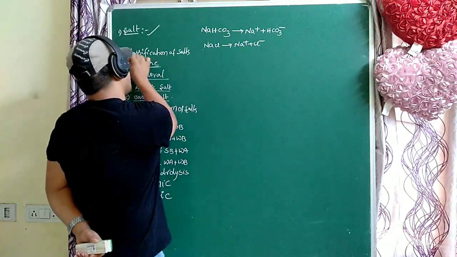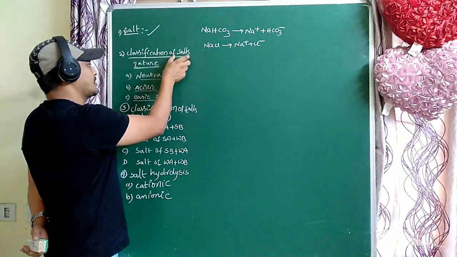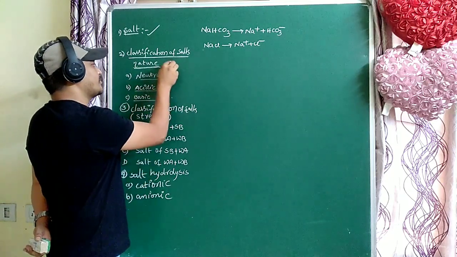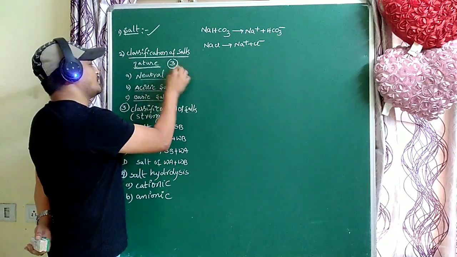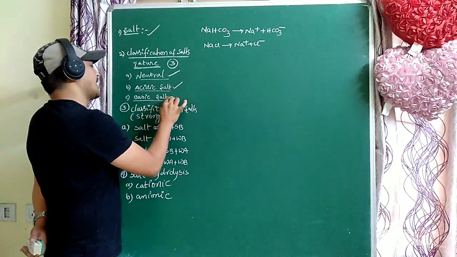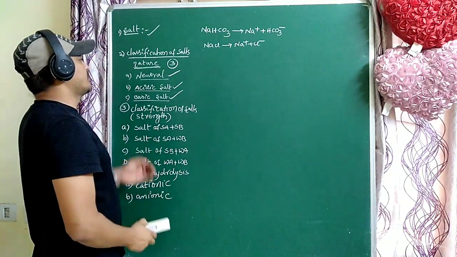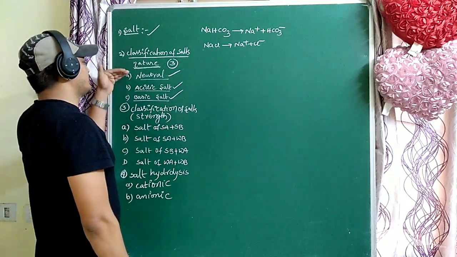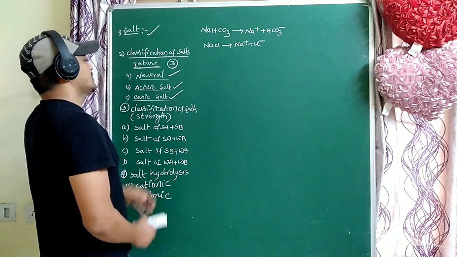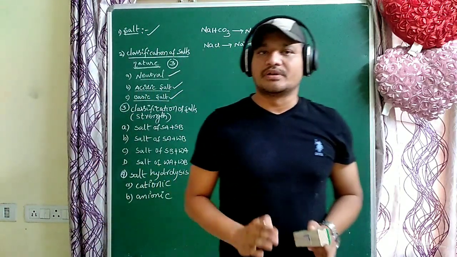Next, classification of salts. Based on their nature, salts are divided into three types: neutral salts, acidic salts, and basic salts. So what are neutral salts, what are acidic salts, and what are basic salts?